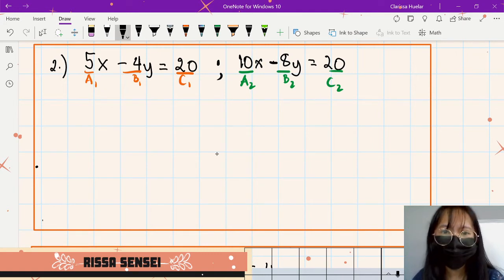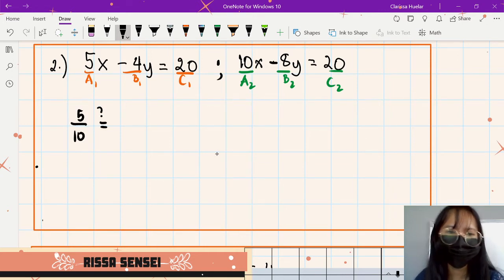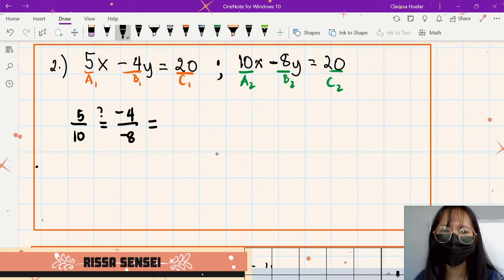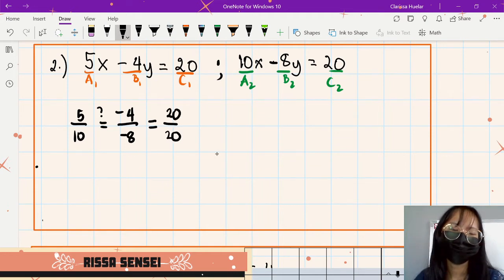So, diretsuhin na natin, i-ratio na natin. A sub 1 over A sub 2, so that's 5 over 10. Is it equal to the second ratio? So, ang ratio natin pangalawa is B sub 1, which is negative 4, over B sub 2 is negative 8. Then yung pangatlo is C sub 1 over C sub 2. So, C sub 1 natin is 20 over 20.